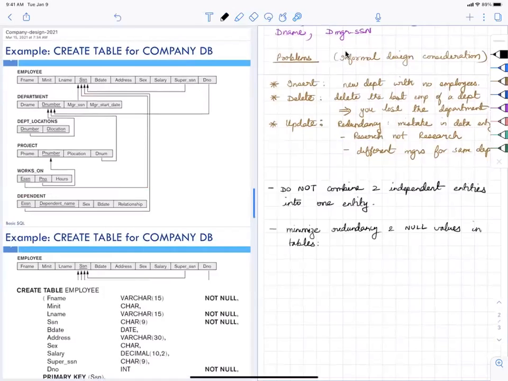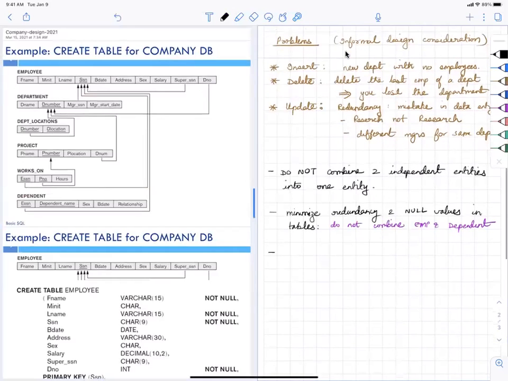So what I would say is do not combine employee and dependent, because you will end up with a lot of null values. And then this last one, I'll have to show you an example to explain this. But the idea is that your design should not generate false data.